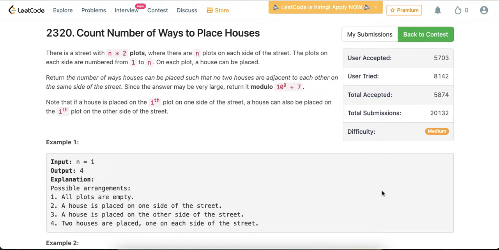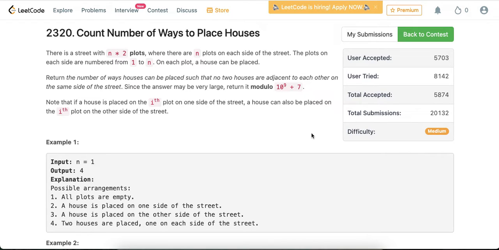Hello, so this is problem 2320, count number of ways to place houses. Let's start with the problem. The problem is we have a road which has two sides. Each side has n plots where we can place the house on the plot.